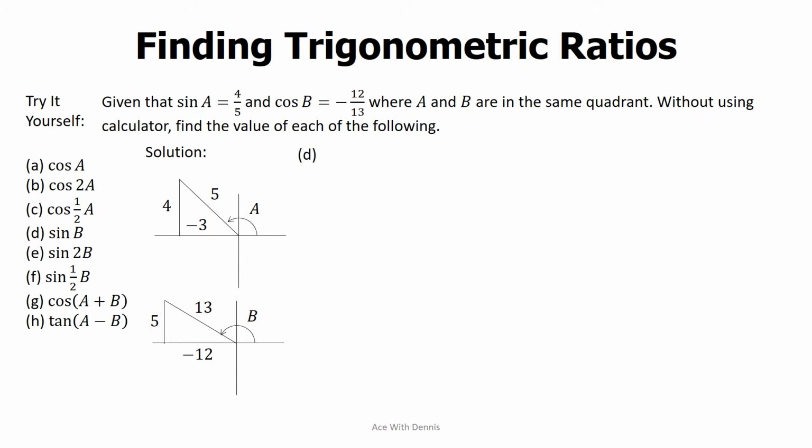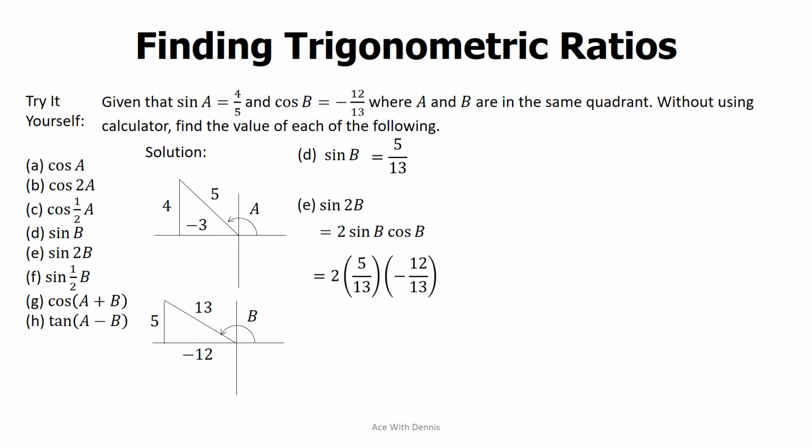Okay, now let's move on to D. So D is sine B. From the diagram, it is 5/13. For E, sine 2B, again this is a double angle. We can apply the double angle formula. It equals 2 sine B cosine B. And from the diagram, sine B is 5/13, cosine B is -12/13. So the answer for sine 2B is -120/169.